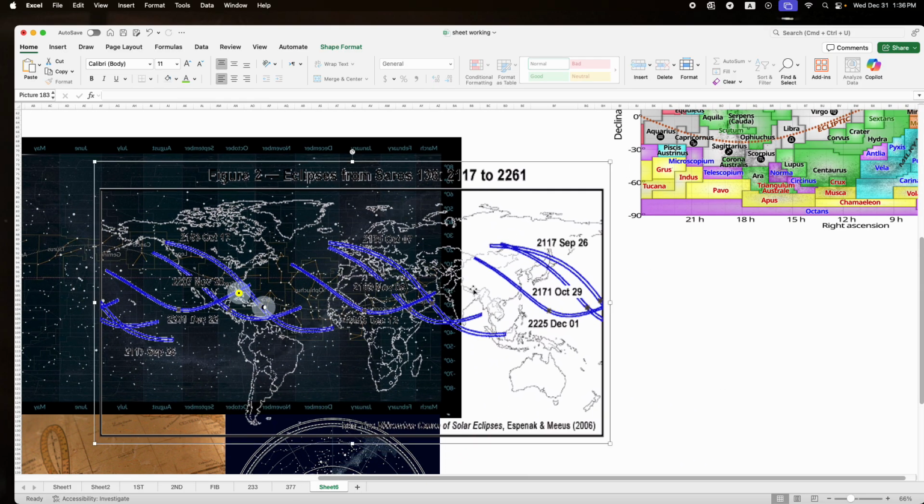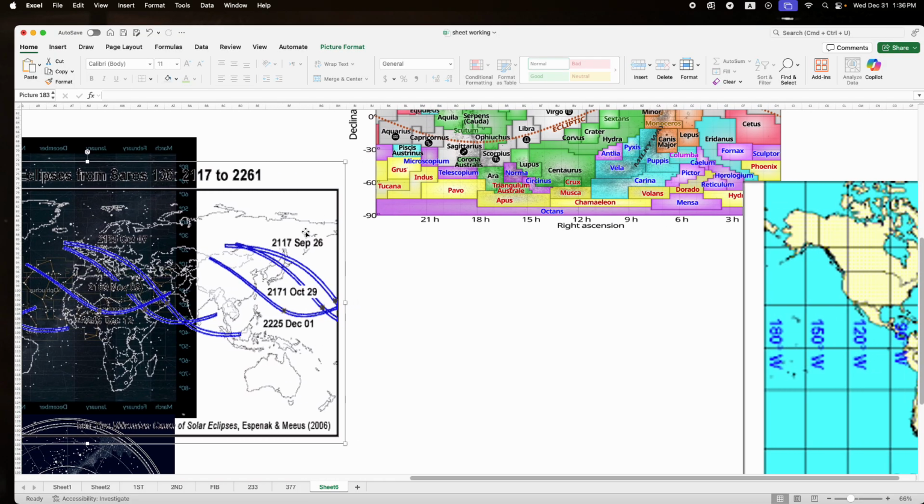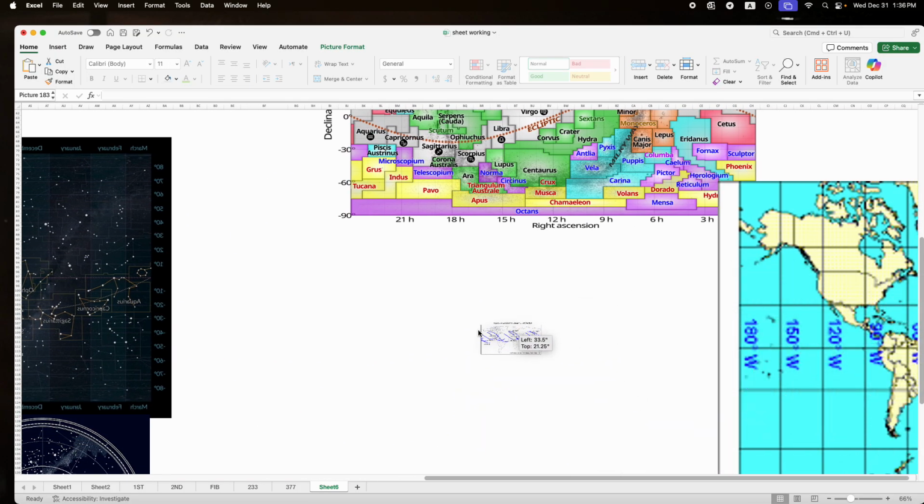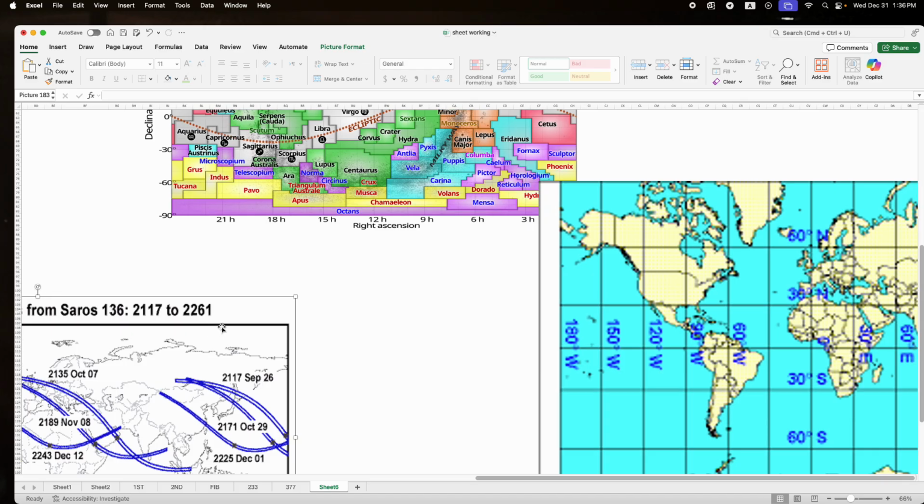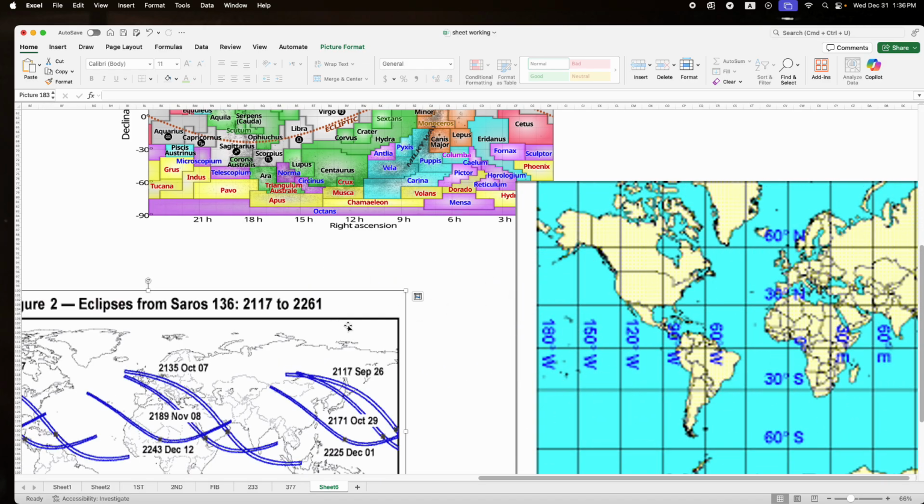So if we overlay this, again, we see that if we overlay this on this other Mercator projection right here that I've set up.